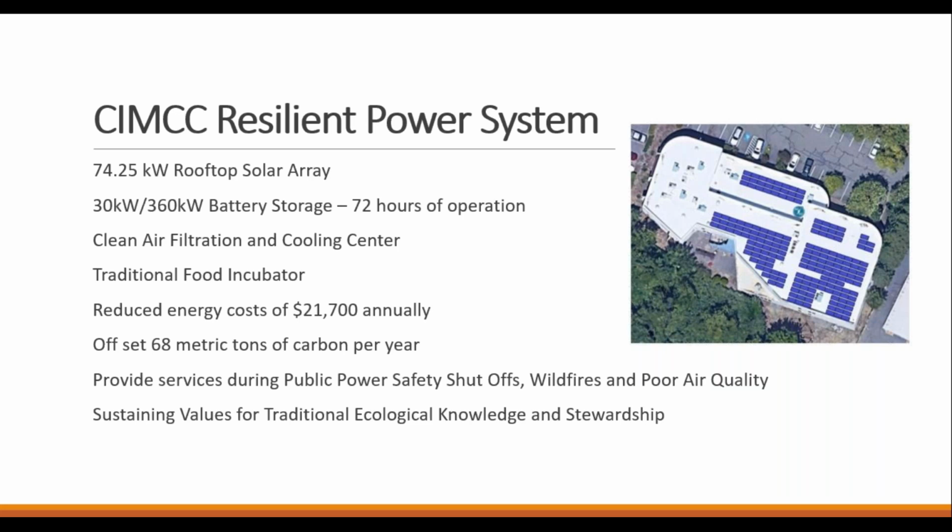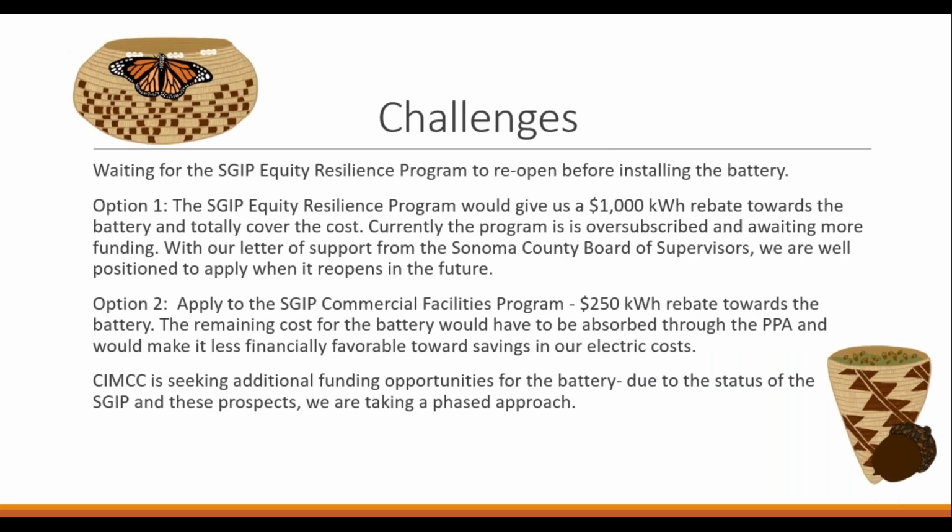Through that, we'll reduce our energy costs about $21,000 a year, offset 68 metric tons of carbon, and be able to provide services when we have those power safety shutoffs, wildfires, or when we can't go outside because the air is just too bad. And all of these things really serve our traditional ecological knowledge and sustaining our values for stewardship, preparing our youth to carry on those responsibilities in the future. And many of the challenges and issues that Abbe mentioned in the report, we've really experienced.